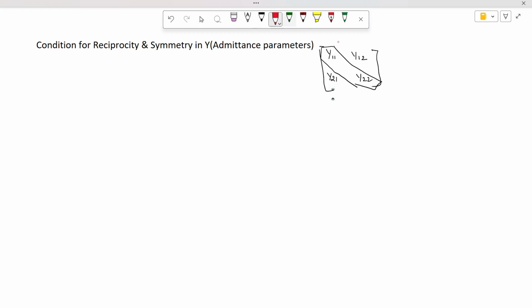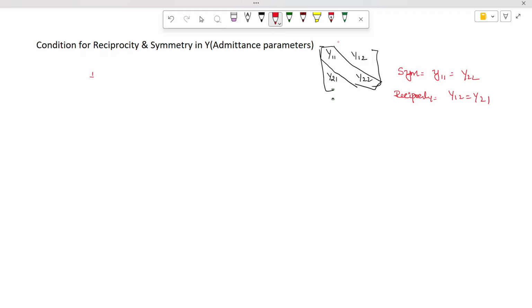diagonal elements, the condition for symmetry in Y parameter model is y11 is equal to y22. The condition for reciprocity is y12 is equal to y21. This is very simple to solve. So before finding this, we need to find out the expressions.